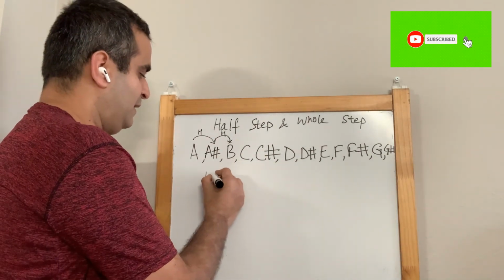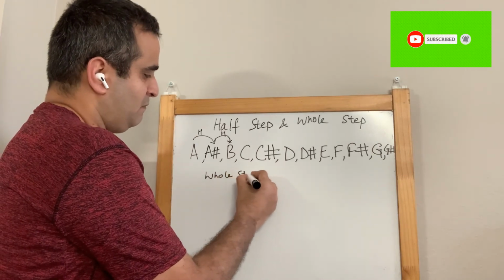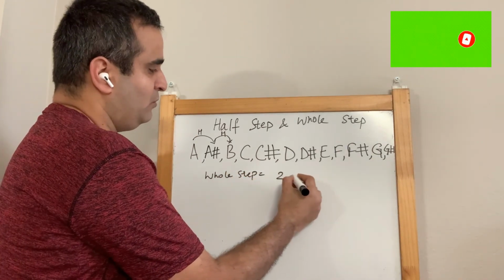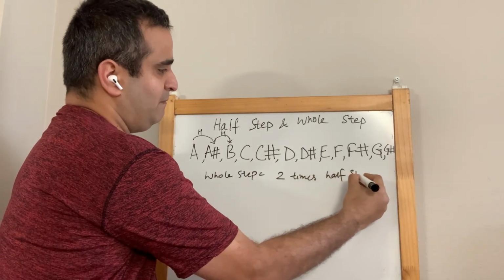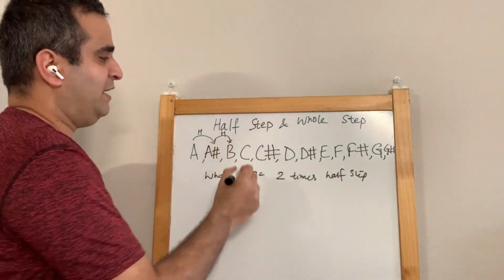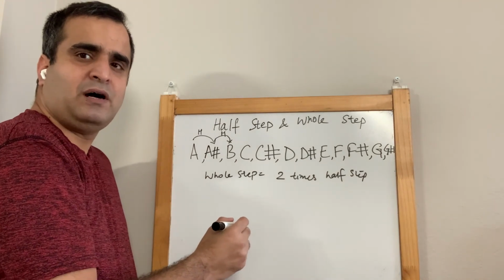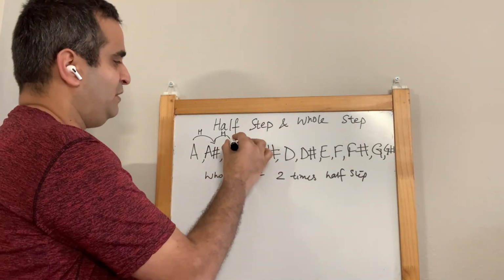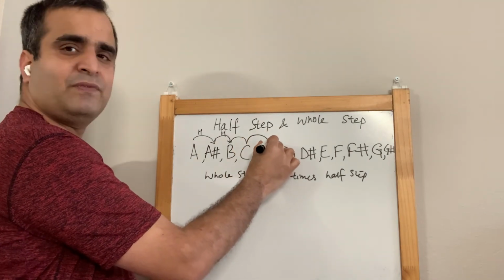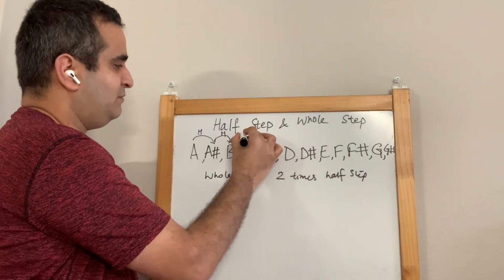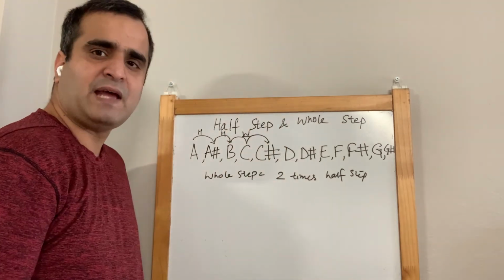Okay, so whole step equals 2 times half step. So from B, if I say I have to go whole step, that means this is my first half step, that means C, and then next half step, that is my C sharp. So this becomes my whole step.